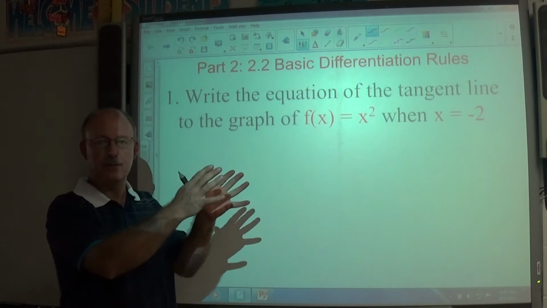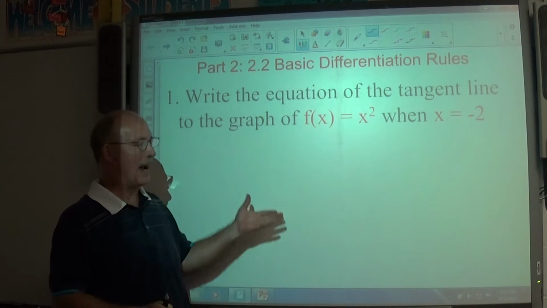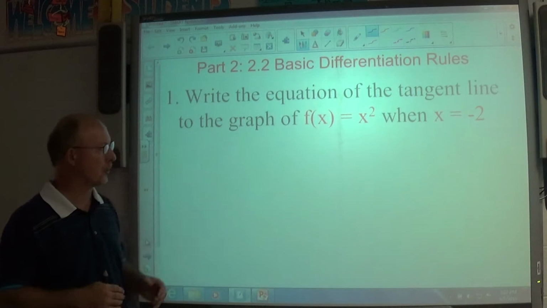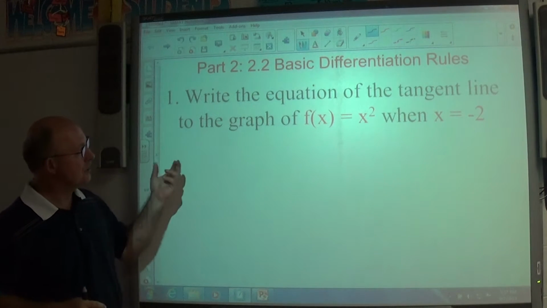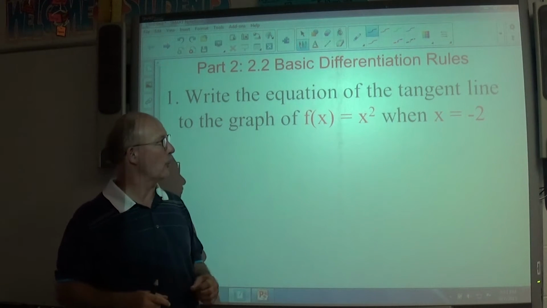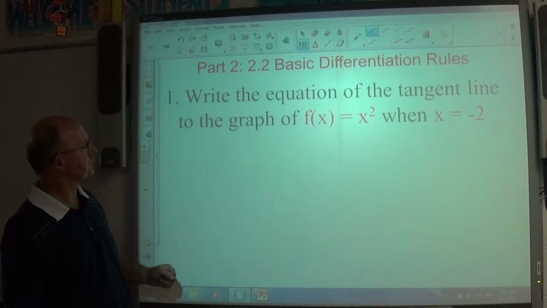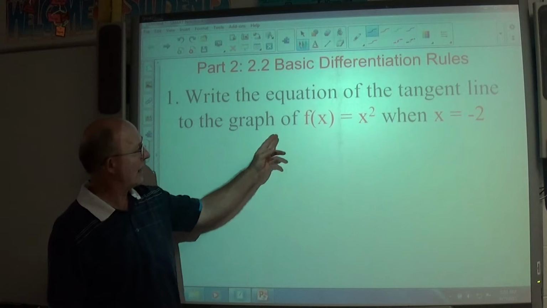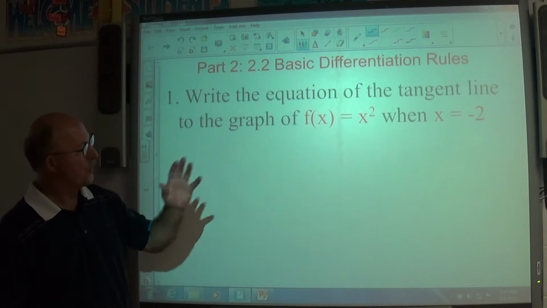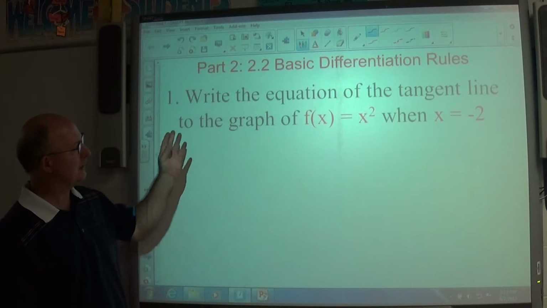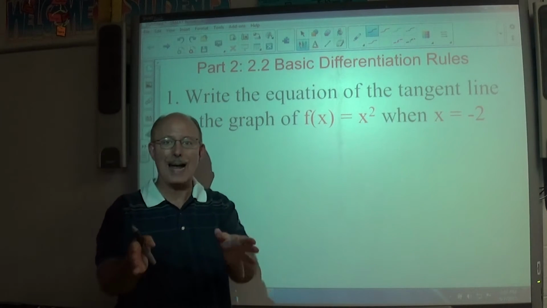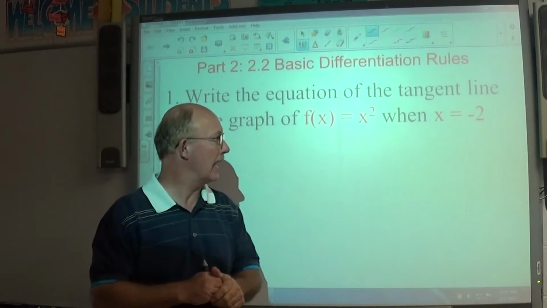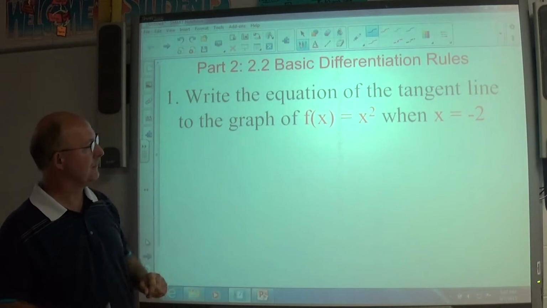I left these out of the first video with the PowerPoint because they don't look as well, but I want to work through some examples using the general power rule. Starting with this first one, we're going to write the equation of a tangent line to the graph of f of x equals x squared whenever x equals -2. We're not just going to get the slope, but we're actually going to write the equation of a tangent line.